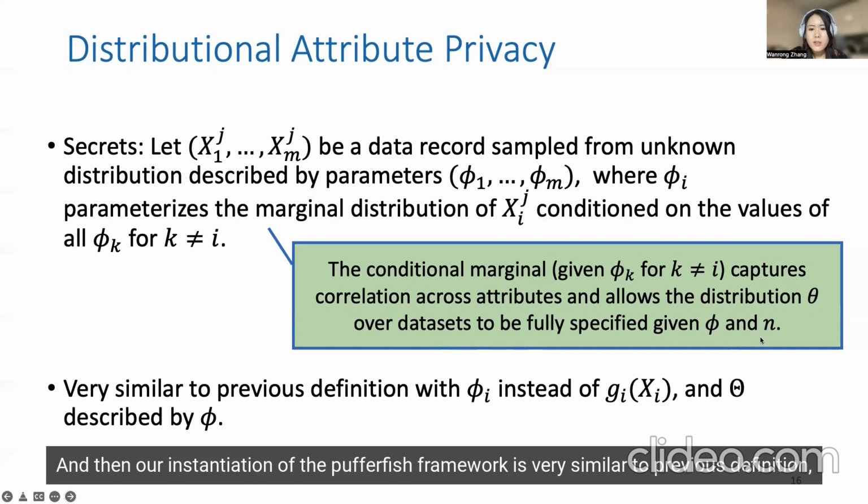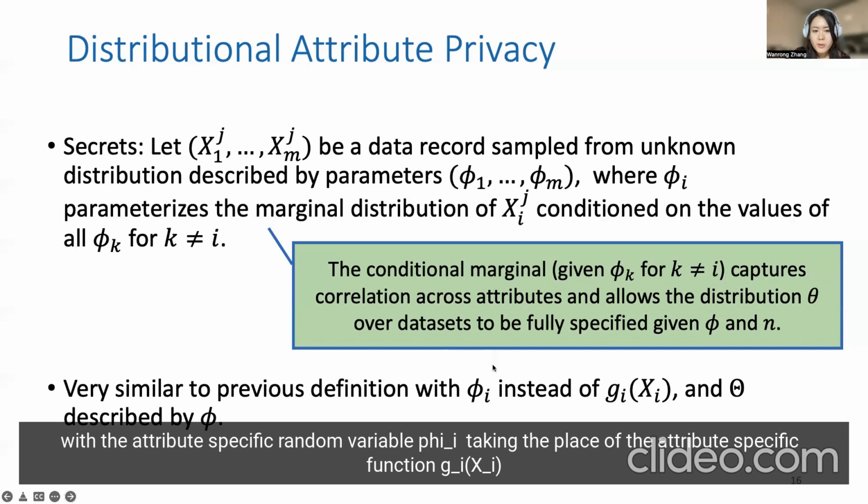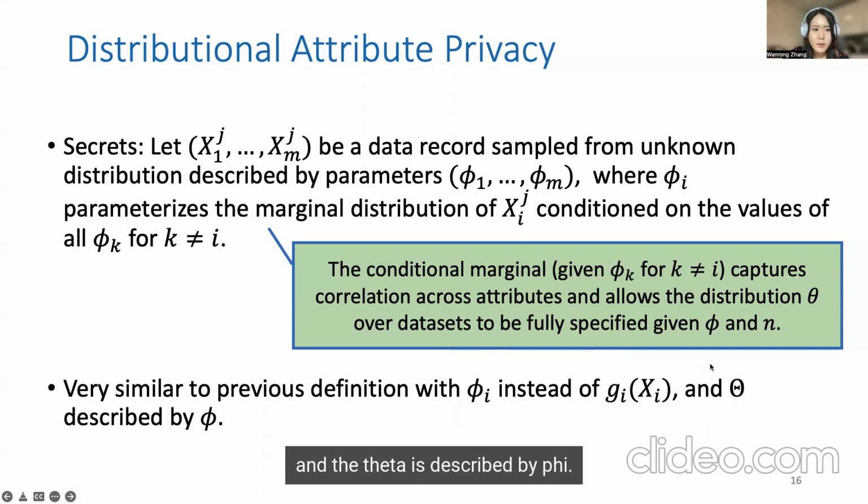And then our instantiation of the Pufferfish framework is very similar to the previous definition, with the attribute-specific random variable phi_i taking the place of the attribute-specific function g_i(X_i), and Theta is described by phi. Given the notion of attribute privacy, we also have three mechanisms to achieve that. Given the time, I'll only briefly introduce the attribute private Gaussian mechanism.